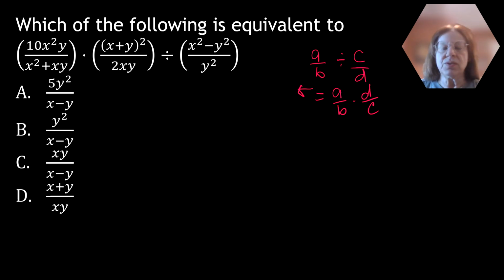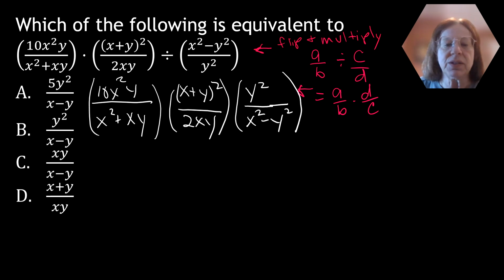So the first thing we're going to do is use the rule that two fractions divided by each other is equal to the first fraction times the reciprocal of the second fraction. So a over b divided by c over d is equal to a over b times d over c. So we're going to use that. We copied the 10x squared y over x squared plus xy times x plus y quantity squared over 2xy. And now we're going to flip and multiply: y squared over x squared minus y squared.